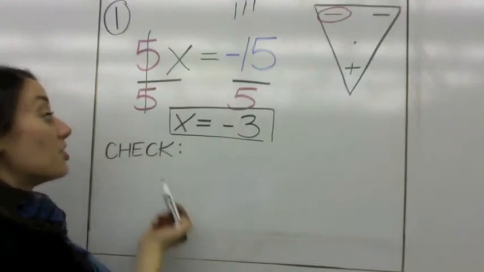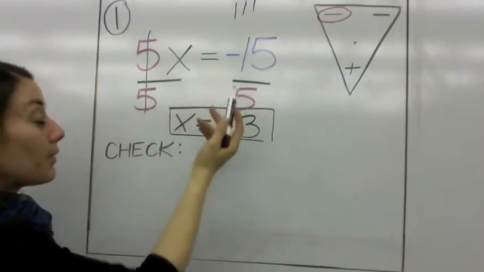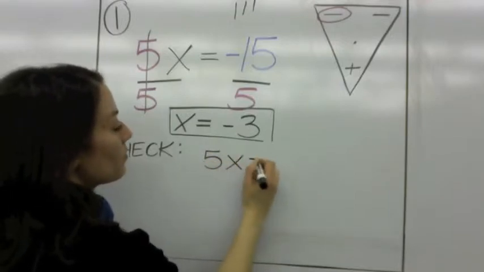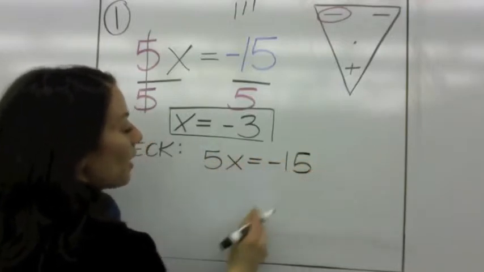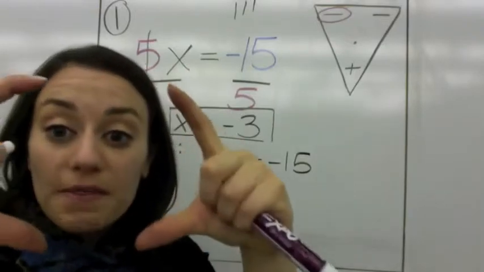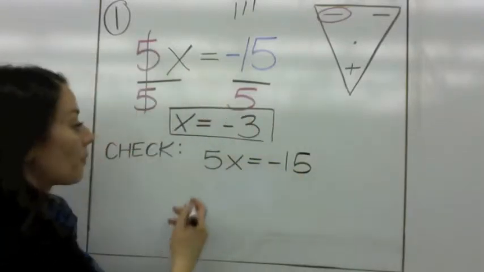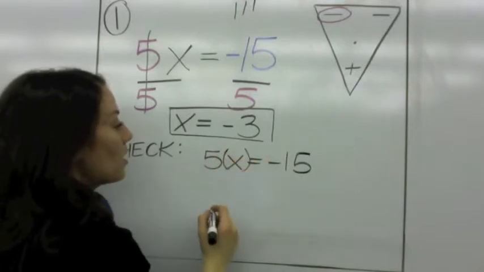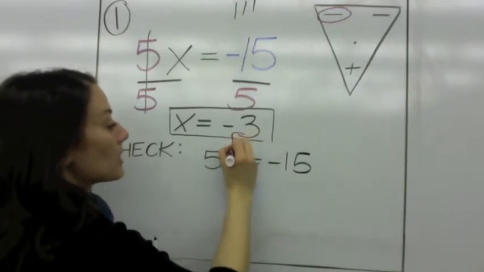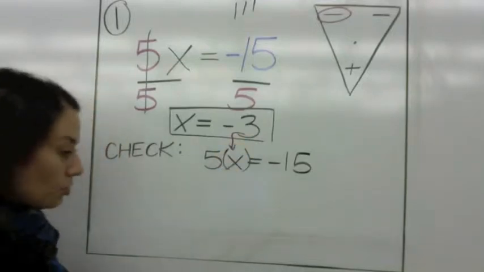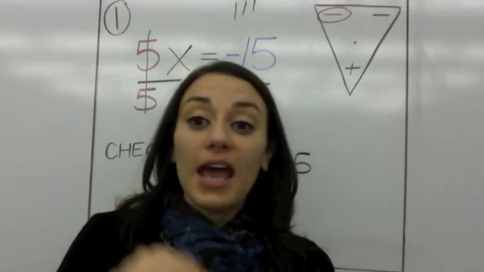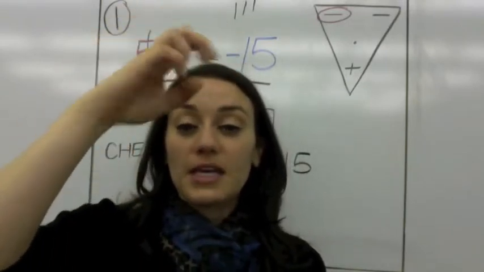So now we have to check our answer by rewriting the original equation. It's 5x equals negative 15. Because 5 and x are being multiplied, you have to use parentheses. You're going to substitute negative 3 in the place of x. What is substitution? Putting a number in the place of a letter.